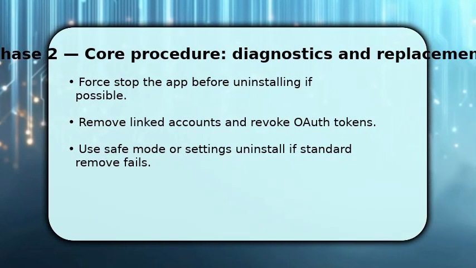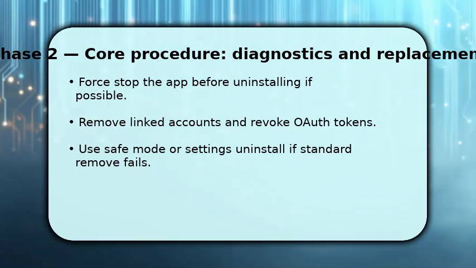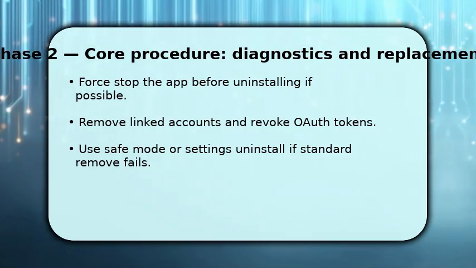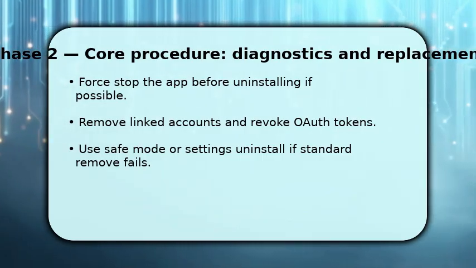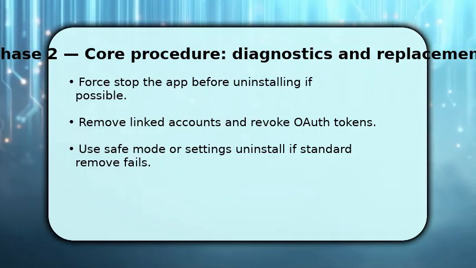Now you perform the actual uninstall. First, force stop the app to stop background processes. This helps prevent interference. Next, open its account settings and remove any linked email or device accounts and revoke any OAuth tokens from your account providers. This cuts off remote access.